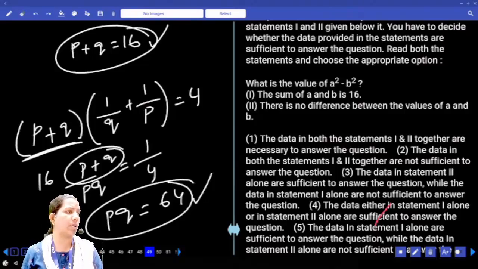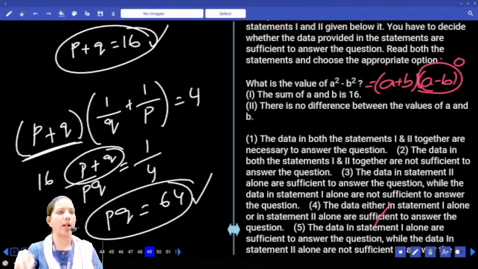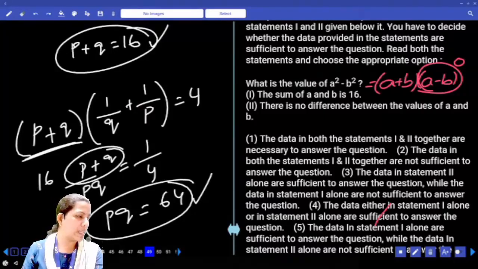That means what is A minus B value? No difference means what is A minus B value? 0. What is A square minus B square formula? A plus B into A minus B. By using second statement, what is A minus B value? 0. If A minus B equal to 0, then what is A square minus B square? Definitely 0. So answer is only second statement. Second statement alone is sufficient to answer the question, not 1 and 2 together.